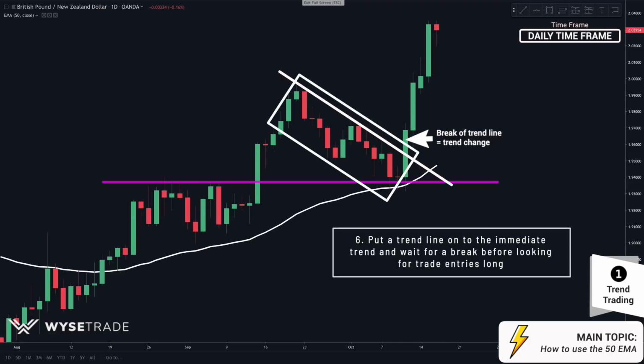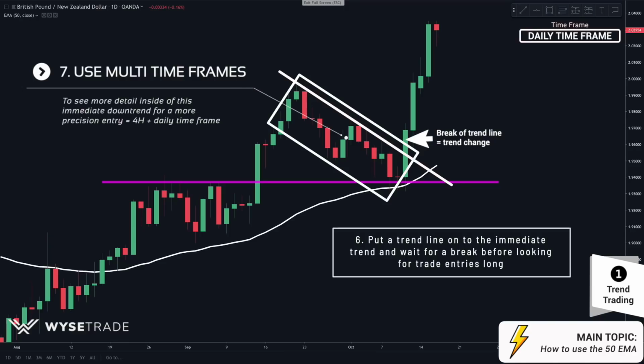Now for us, we always like to look for more detail and confirmation inside of this immediate downtrend.